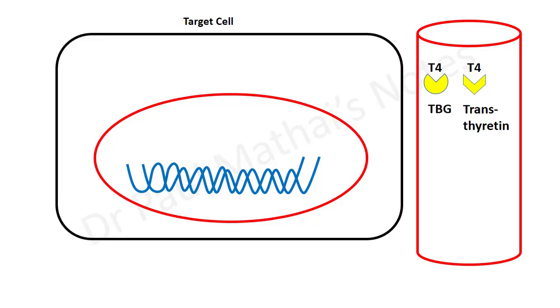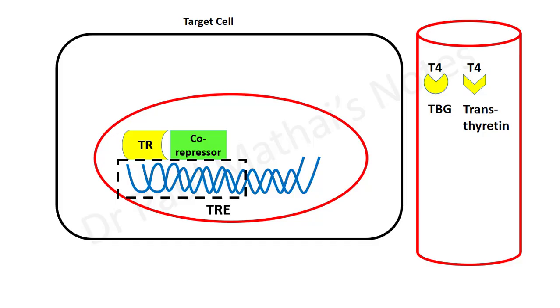Now in the absence of thyroid hormone, that is in the unliganded state, the thyroid receptor exists within the nucleus, bound to the DNA, to certain specific parts of the DNA called thyroid response elements. Again, in the unliganded state, it is associated with certain proteins known as co-repressor proteins. So this is the situation in the unliganded state.